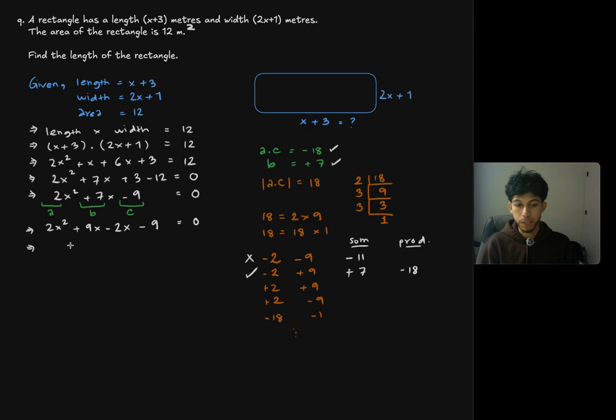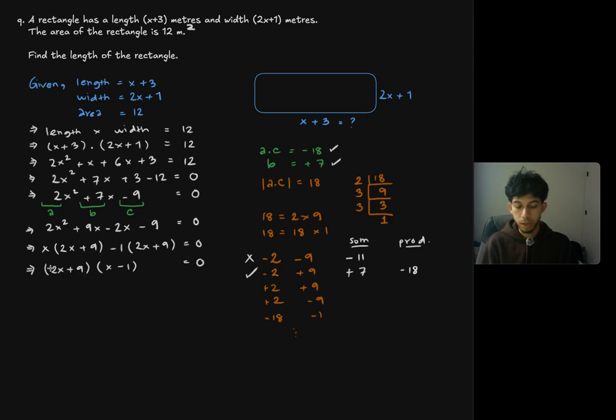This step is where we take commons. Between 2x squared and 9x, we have x as common, leaving us 2x plus 9. Between minus 2x and minus 9, we have minus 1 common, leaving us 2x plus 9. And the whole thing is equal to 0. Between this expression and this one, we have 2x plus 9 common, leaving us x minus 1, and the whole thing equals 0.